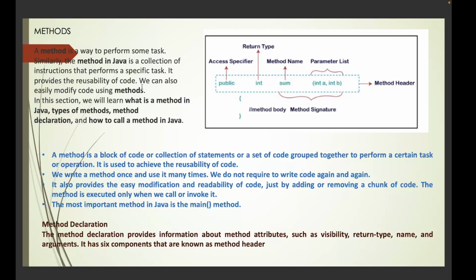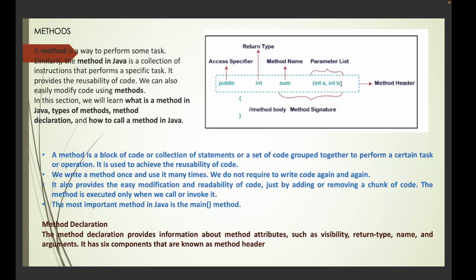Why do we require a method? This collection of instructions called a method is required in Java because if we want to replicate the same set of instructions somewhere else, we can easily replicate it without needing to write the full code again, just by using the method. We can also easily modify this code using methods.